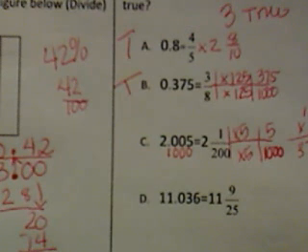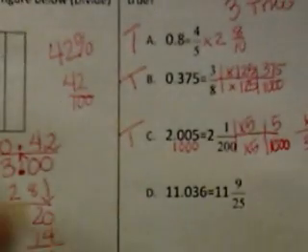Wait. Tens, hundreds, thousands. What did I do wrong? Wait for it. Yeah, you got it right. That is right. True. All right, so that means D's wrong, but first we got to prove it.